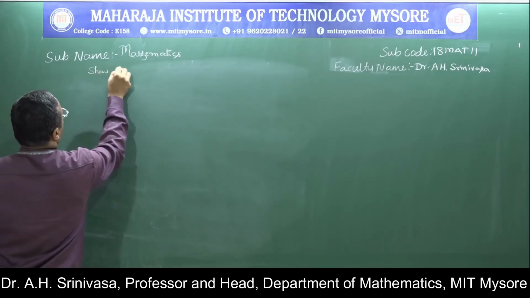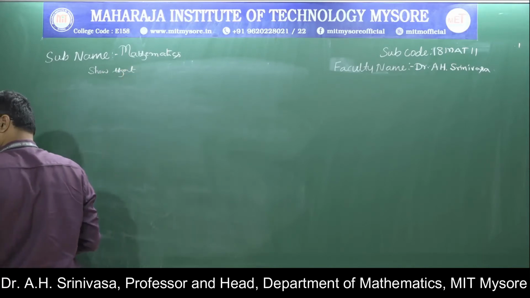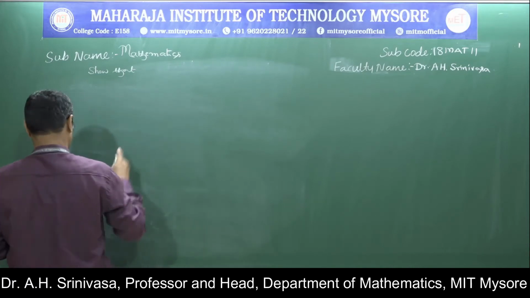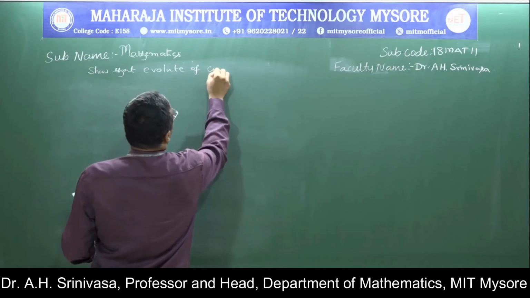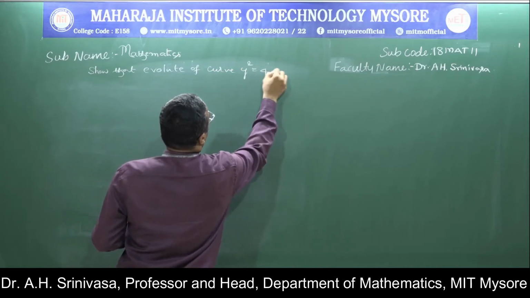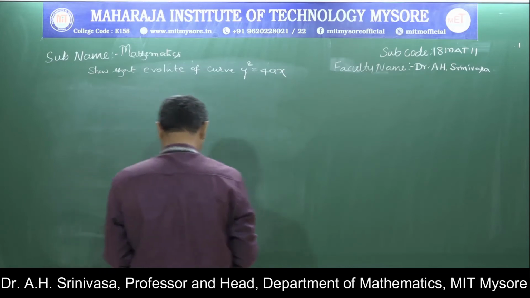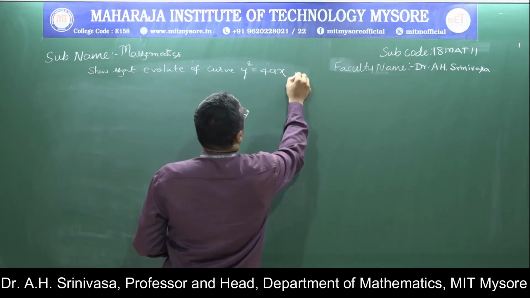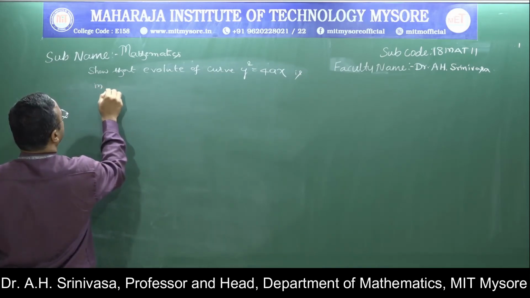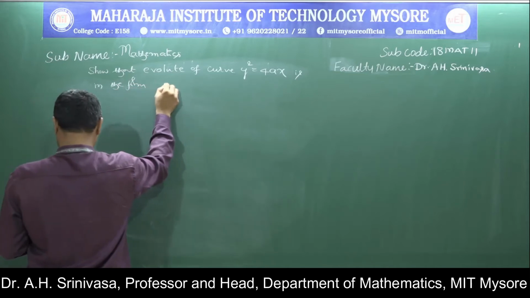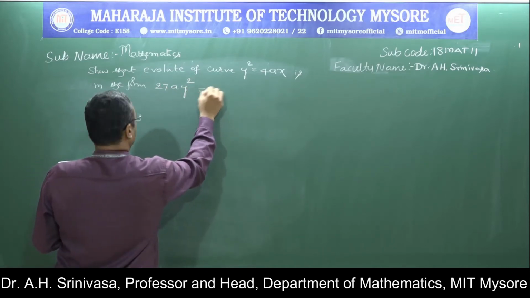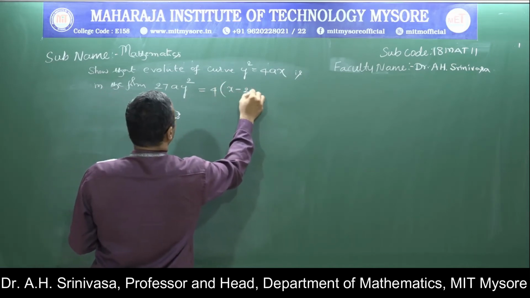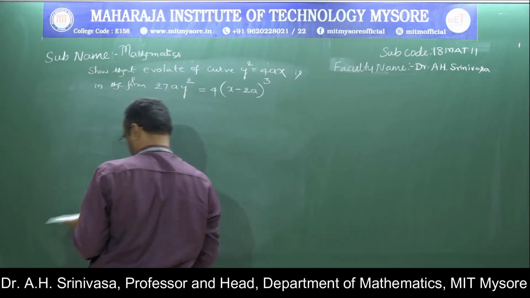Sometimes they ask like this: show that the evolute of the curve y square equal to 4ax is in the form 27 a y square equal to 4 times x minus 2a whole to the power of 3.